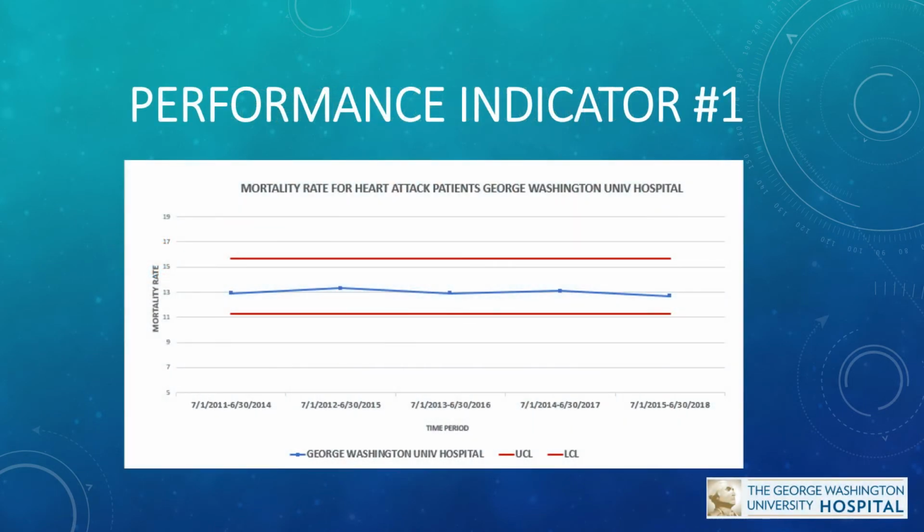Here is the first indicator, the mortality rate for heart attack patients for George Washington University Hospital, which is acute myocardial infarction 30-day mortality rate. As we can see, the performance of George Washington University Hospital for the mortality rate is within the control limits.